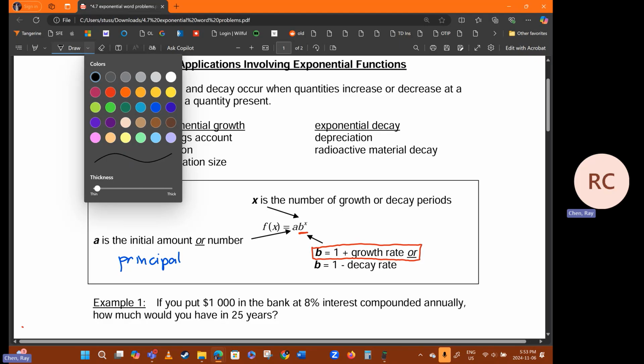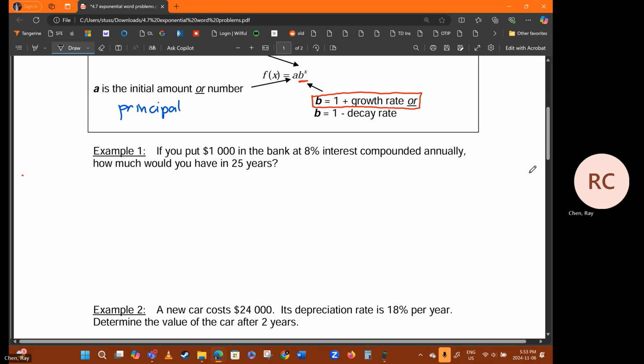So let's take a look at this first question, and I'll help you guys out with it. This is classified in my handout that I'm giving you today, not from the workbook, as a general exponential word problem. If you put $1,000 in the bank at 8% compounded annually, how much do you have in 25 years? So the formula we're going to be using is y = a times b to the x.